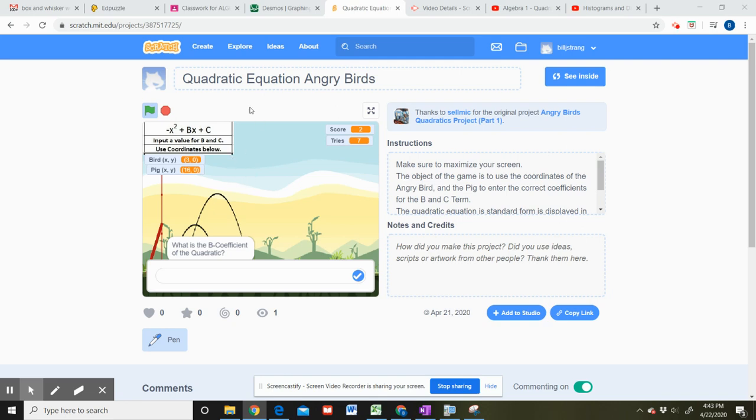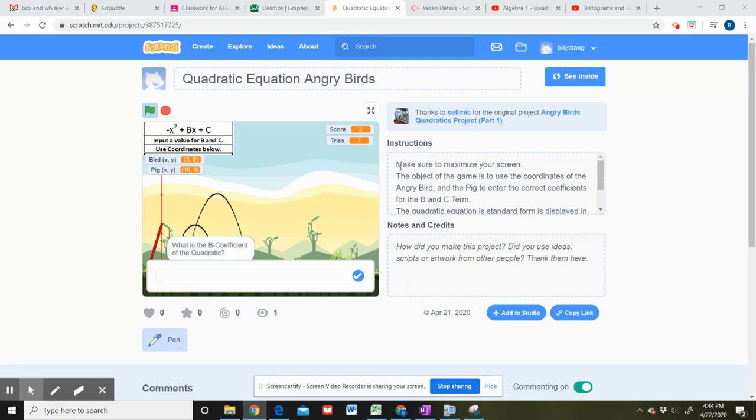All right, so this is a quadratic equation Angry Birds game that I made. I basically took somebody else's game and just added on the quadratic equation part to it for Angry Birds. So if you want to try this, feel free. You get some bonus points. Just take a picture of your score at the end, and you can just attach it to this in Google Classroom.